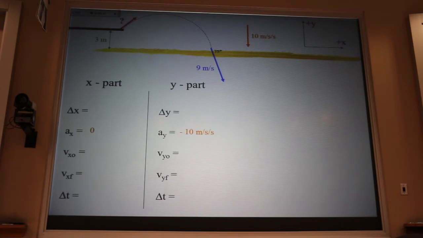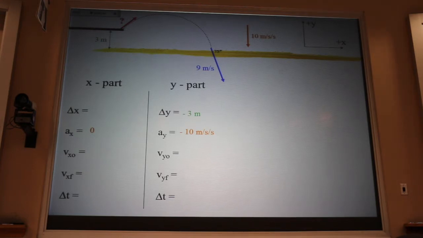Now, in the coordinate system that we typically choose, where up is positive y, the y part of the acceleration is negative 9.8, call it negative 10 meters per second every second. And there's no acceleration in the x direction. Now, she ends up 3 meters below where she starts out. So that's a minus 3 meters. Okay? The delta y. My question is, where do I put that 9 meters per second?